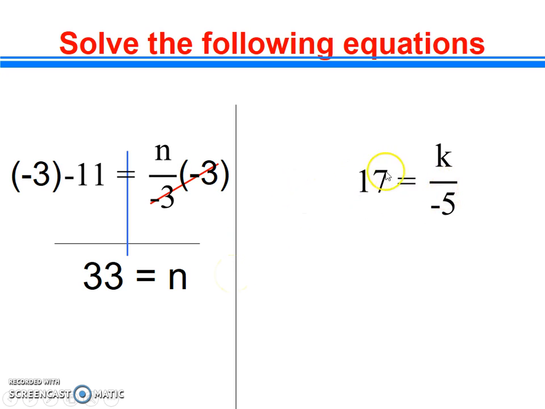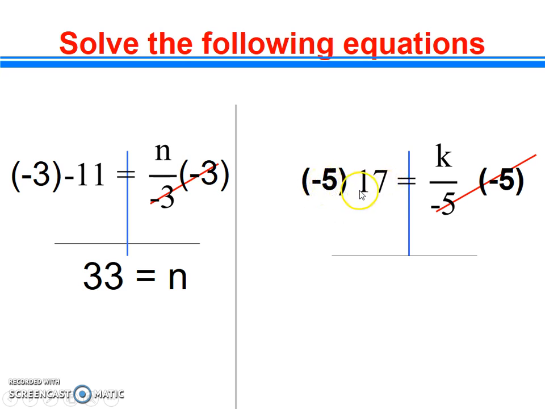And our last one, 17 is equal to k divided by negative 5, excuse me. So line down the middle, and what inverse operation do we need to do here? Okay, hopefully you said we're going to multiply both sides by negative 5, and it'll cancel on the right. Negative 5 times 17 is going to leave us with negative 85 is equal to k.